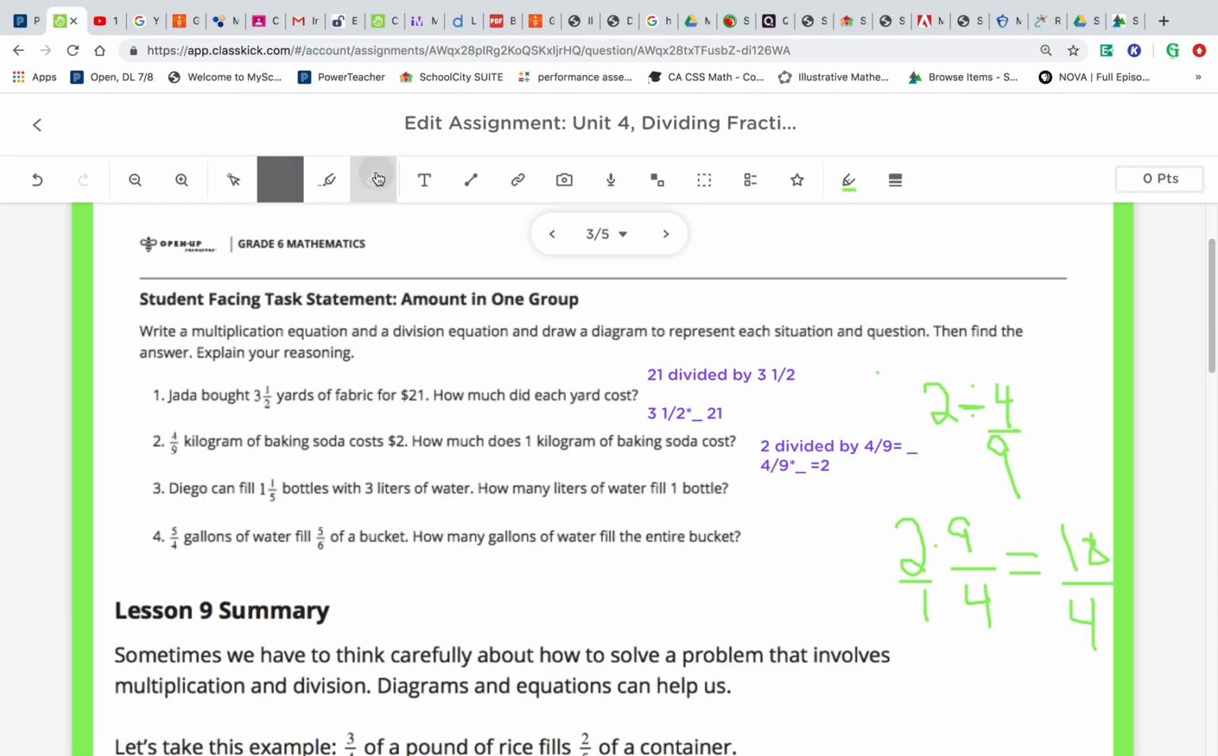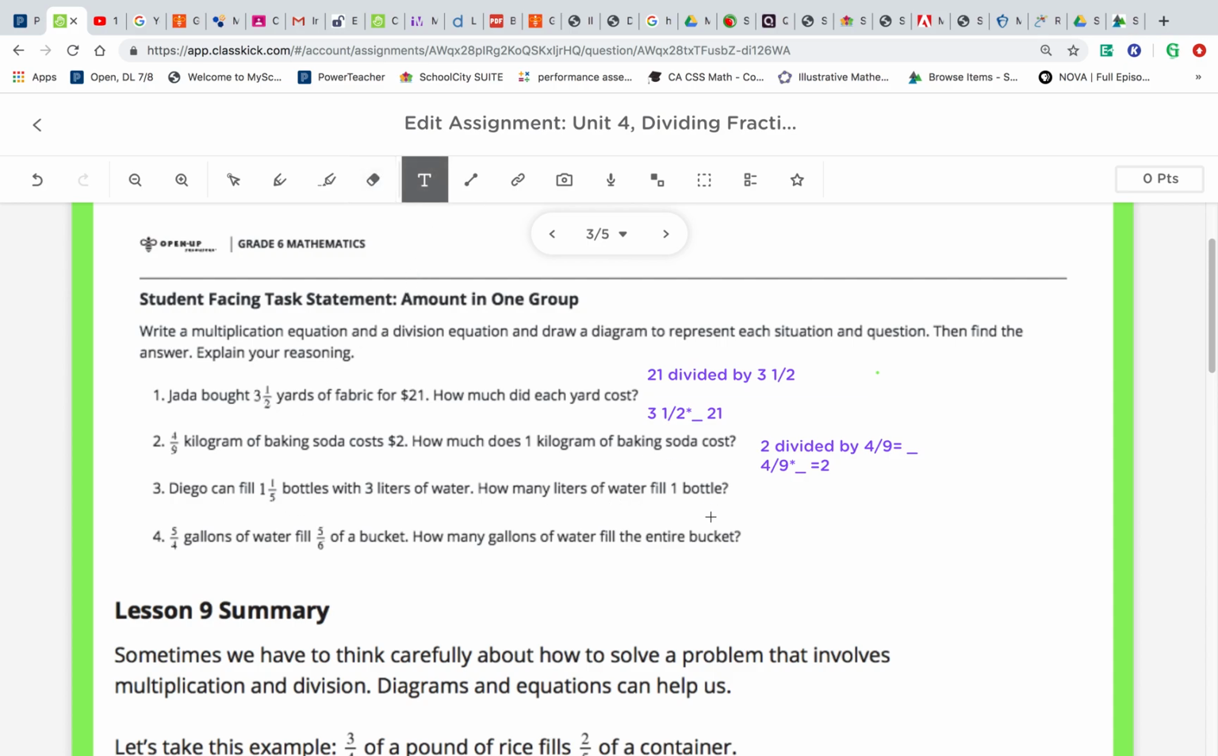All right, and so on to number 3 as I erase some of this stuff out of the way. Diego can fill 1 1/5 bottles with 3 liters of water. How many liters of water fill 1 bottle? Again, we want to know about 1 bottle. The information they give us talks about 1 1/5 bottles, so we're going to divide by 1 1/5, just like in the old unit rate problems. So we can take our 3 liters of water and divide it by 1 1/5. Okay, so that's the division equation way of thinking about that.